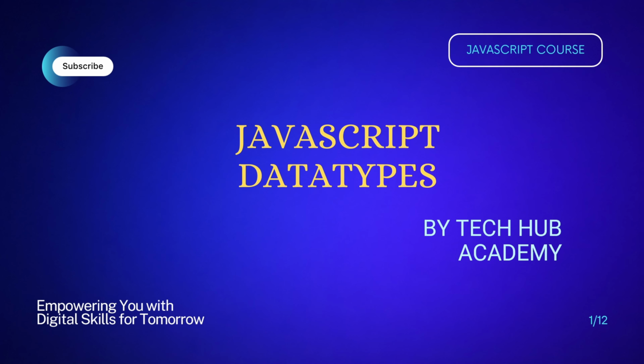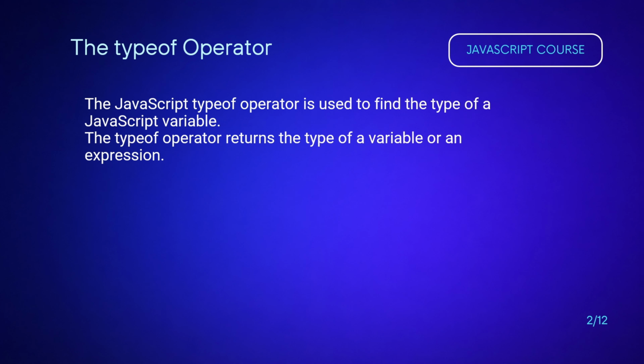Let's get started. Before learning the different JavaScript data types, there's an important operator that can help us identify and confirm the data type of a value. This operator is called the typeof operator.